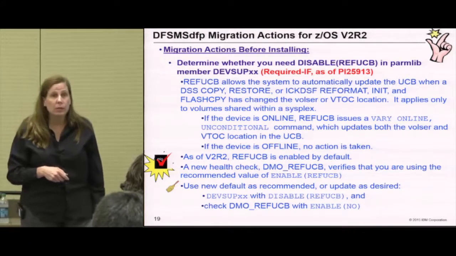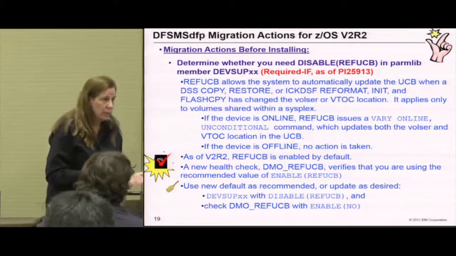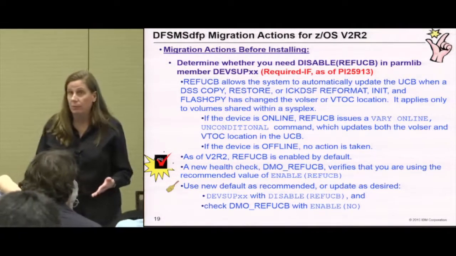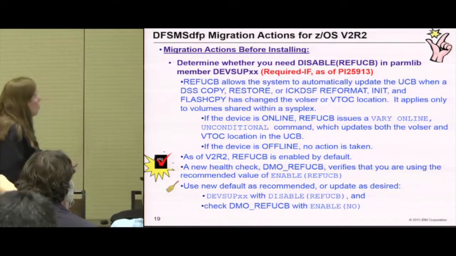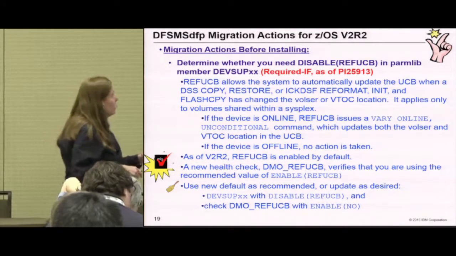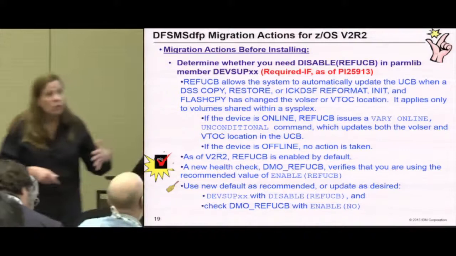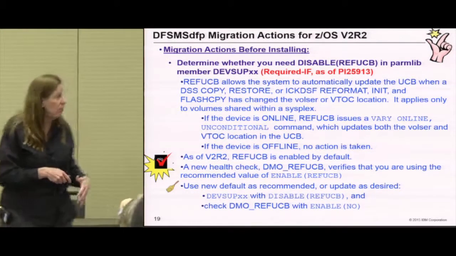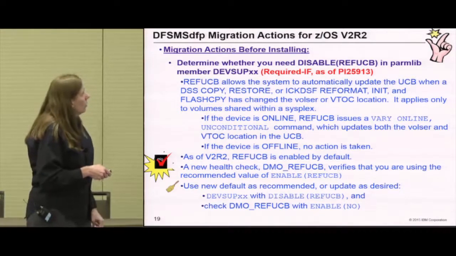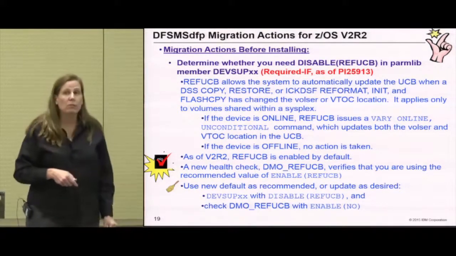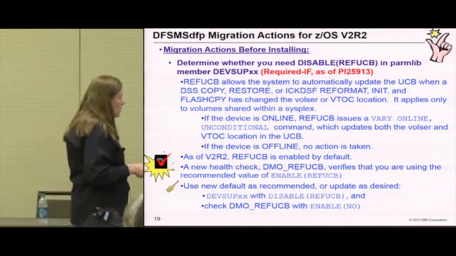Now, the short version is that REFUCB by default is going to be turned on in DEVSUP. REFUCB will allow the system to automatically update the UCB when you have changed a VOLSER or a VTOC location. It's important that the UCB be updated to tell you about the new location of the VOLSER or the VTOC when you've changed it. It only applies to volumes that are within a sysplex.